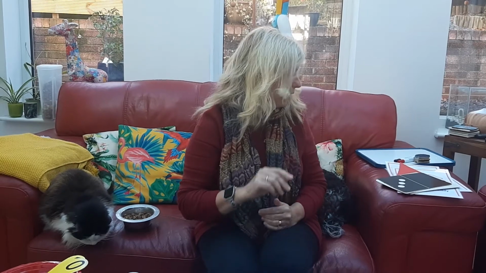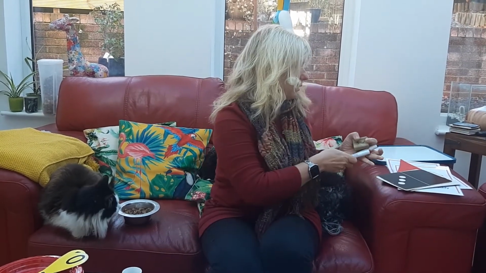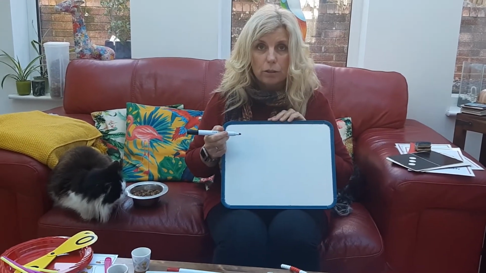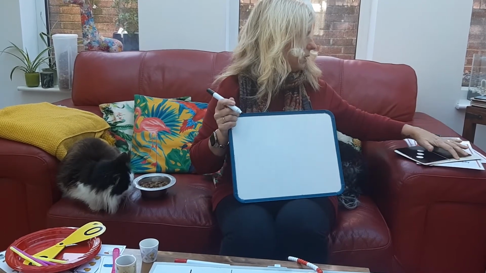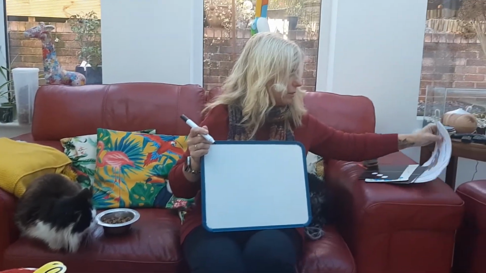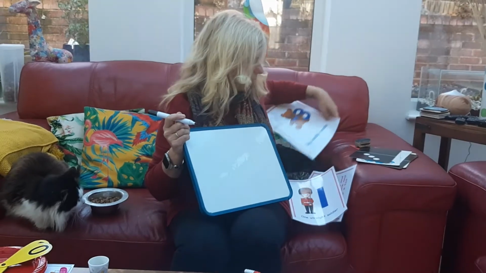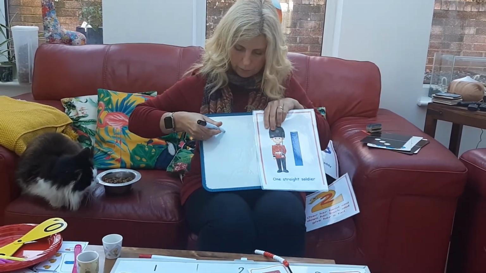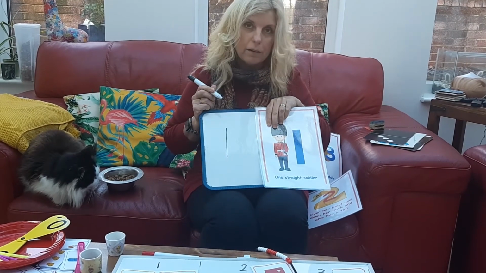Right, so the final thing for you to practice, as well as knowing that numbers to 3 can be represented in different ways, I want you really, before we go on to 4, to practice writing those numerals. 1 is nice and easy. Do you remember what 1 looks like? 1 is like 1 straight soldier. There we are, 1 straight soldier. Number 1.